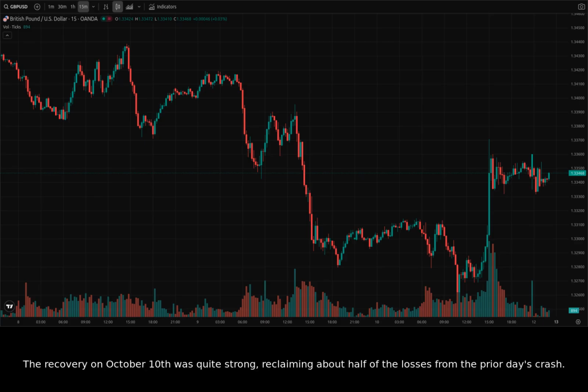The recovery on October 10th was quite strong, reclaiming about half of the losses from the prior day's crash. However, the price appears to be finding some resistance around the 1.3350 to 1.3370 area in the very short term. For now, the price action is contained in a small range as the market digests the big move.